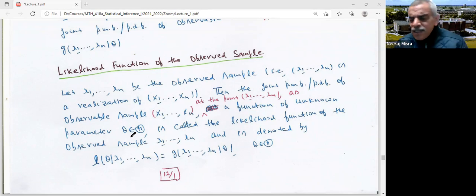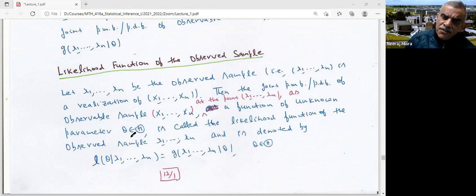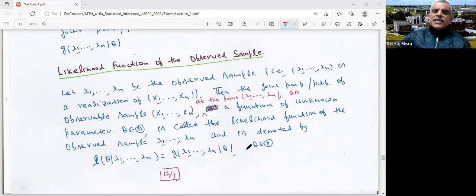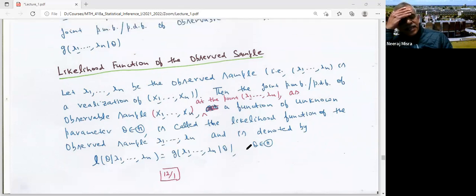So what is your likelihood function? The likelihood function is nothing but the joint PDF of the sample when it is considered as a function of the parameter theta. I am denoting that by L of theta given x1, ..., xn. I call this a likelihood function. So if we have to define the likelihood function in very simple terms, it is nothing but the joint PDF as a function of theta for the observed values of the sample, x1, x2, ..., xn.